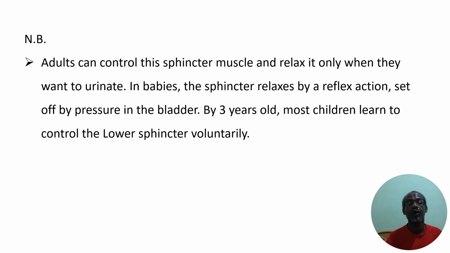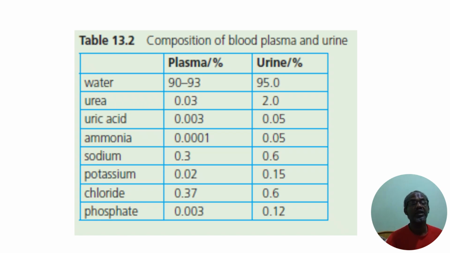By 3 years old, most children learn to control the lower sphincter voluntarily. Always the upper sphincter is, of course, involuntary. Whenever there is pressure from the urine in the bladder, it opens, but the lower is tight. You can control it, so you don't urinate on yourself. Thanks to the lower sphincter. This is in terms of composition of blood plasma and urine.